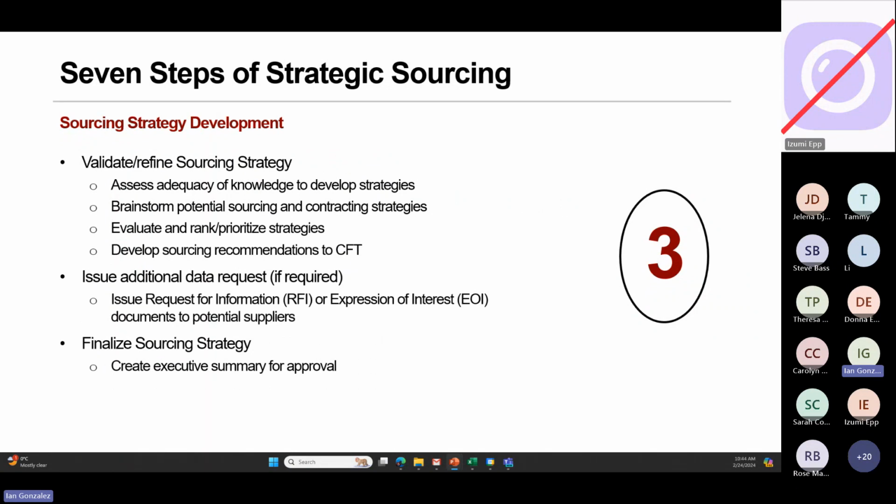Step 3 is development of your sourcing strategy. How are we going to approach the market? So, you of course assess your adequacy of knowledge to develop strategies, and that's where my previous slides might come into play. Like, are we going to continue with cost reimbursable, or are we mature enough now to go to unit rate or even lump sum? Okay, you brainstorm potential sourcing and contracting strategies, evaluate and rank your strategies, and then you develop a sourcing recommendation to your CFT. Okay.